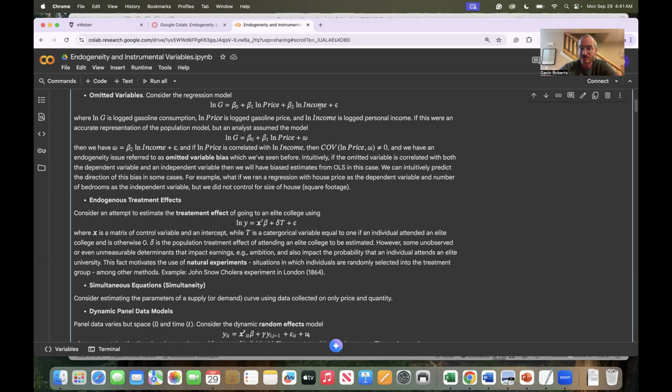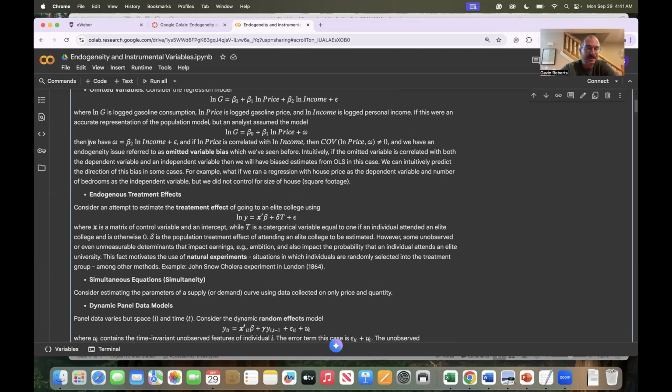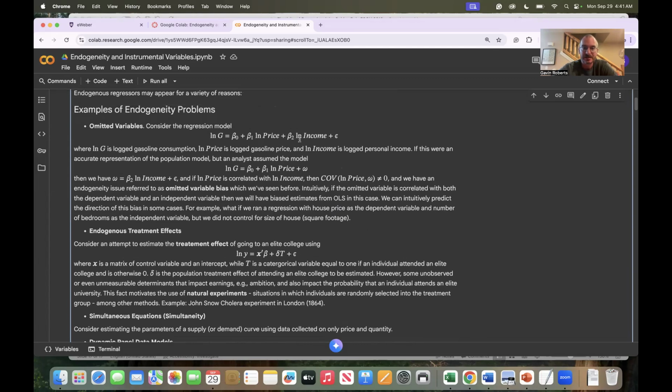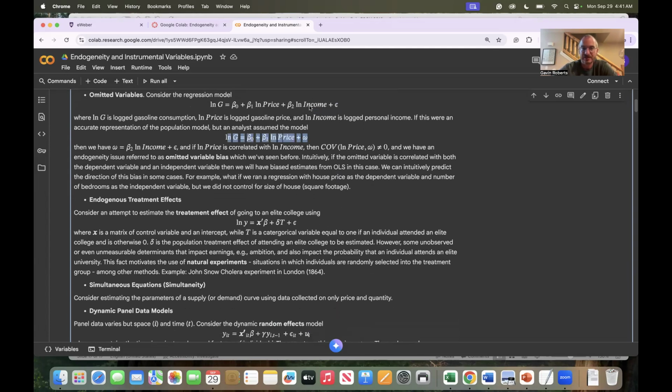So suppose this is the true model, but then we run this model right here. Notice that this model is the same model, but without income in it. And now I'm going to change the error term to omega, because if this is the true model and we write down this model, then that means that omega equals beta 2 ln income plus epsilon, because that's what we're leaving out. So again, if this is the truth, but then we assume this model, then we're leaving out this part of the truth, and that ends up just all in the error term.